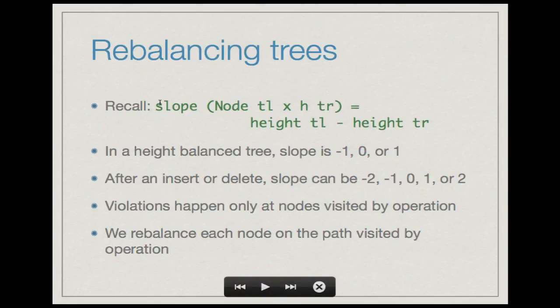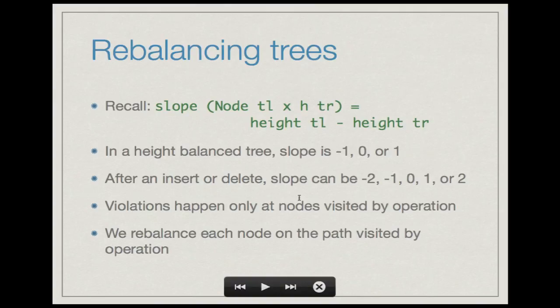Having looked at the rotates, let us now consider how to rebalance trees. This is the most crucial function in the implementation of AVL trees. Recall that slope of a tree is the height of the left subtree minus height of the right subtree. In a height balanced tree, slope is -1, 0 or 1. But after an insert or delete, it can happen that the slope is -2 or +2. A slope of -2 or +2 constitutes a violation. It cannot be less than -2 or greater than +2 because we are just inserting one node or deleting one node.